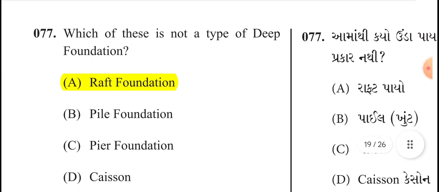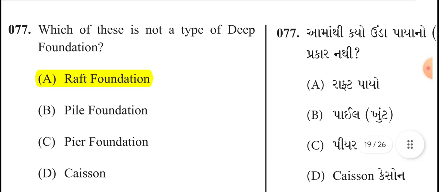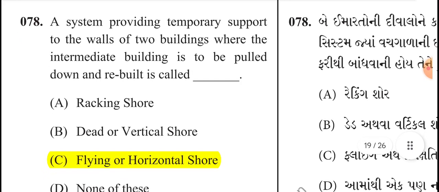Which of these is not a type of a deep foundation? Deep foundation includes pile foundation, pier foundation, caisson, raft foundation.